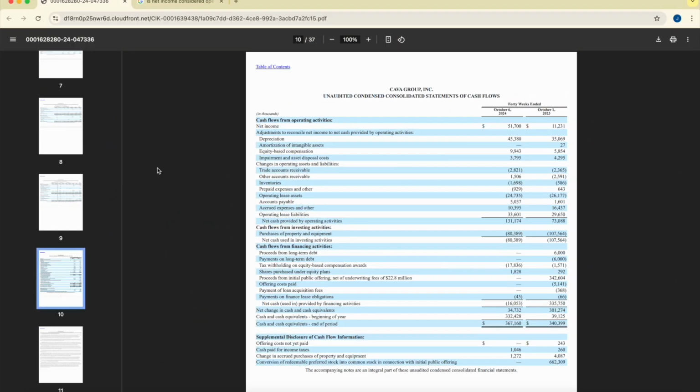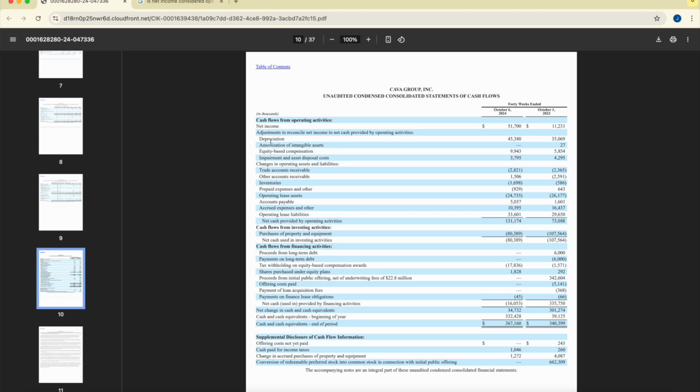Let's look at Cava's cash flow statement that was released in November of 2024. As we can see, there are three main parts to the cash flow statement. We have the operating activities, the investing activities, and the financing activities. Under operating activities, we usually start with net income. This is the number that is taken from the company's income statement. I explained the income statement in another video.